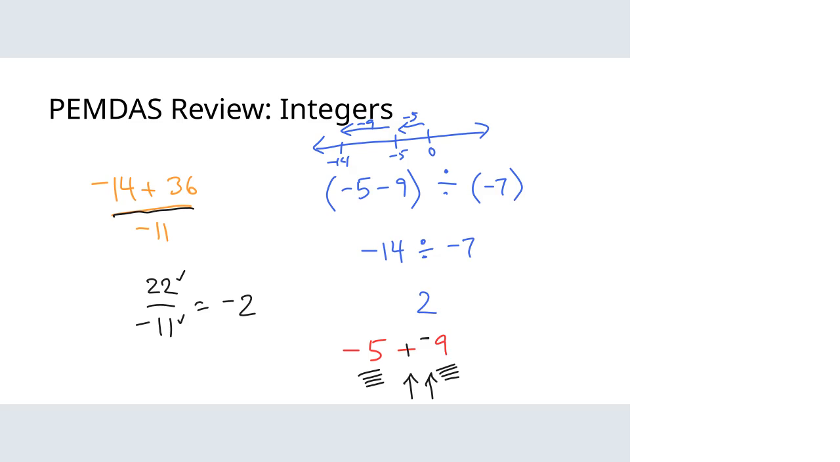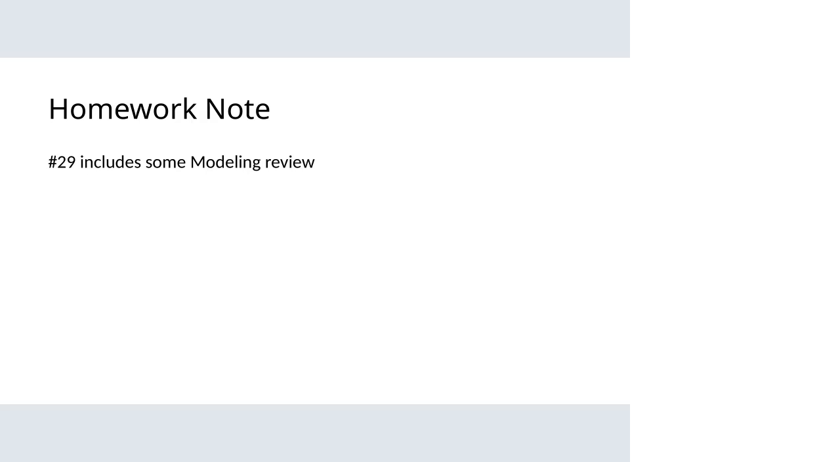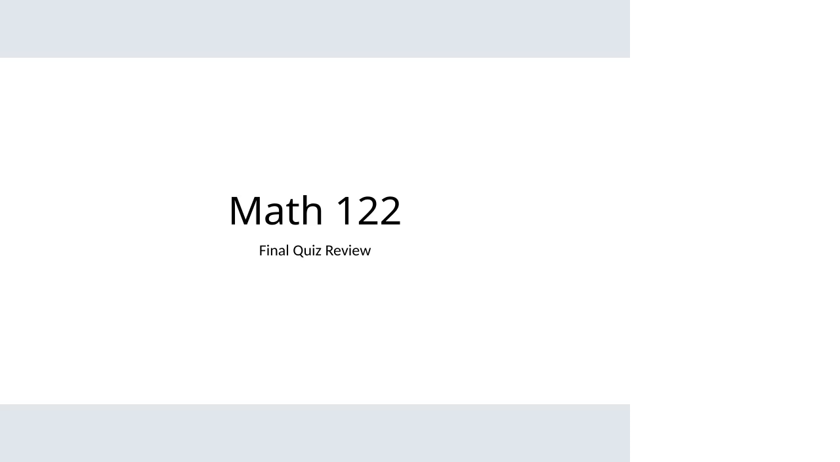Okay. Only other thing I want to say about section 4.4 is number 29 in the book includes some modeling review. So you may have to write an equation there, but I don't think you'll have any trouble with it. All right. Any other questions from 4.4 before we talk about that final quiz? All right, very good. If you think of anything you do want to ask, you absolutely can.